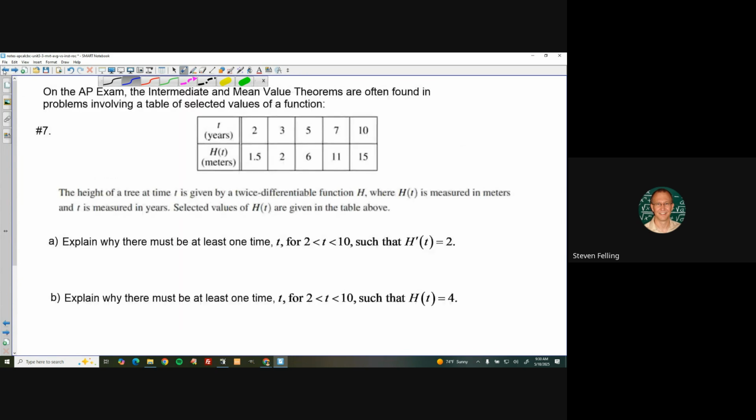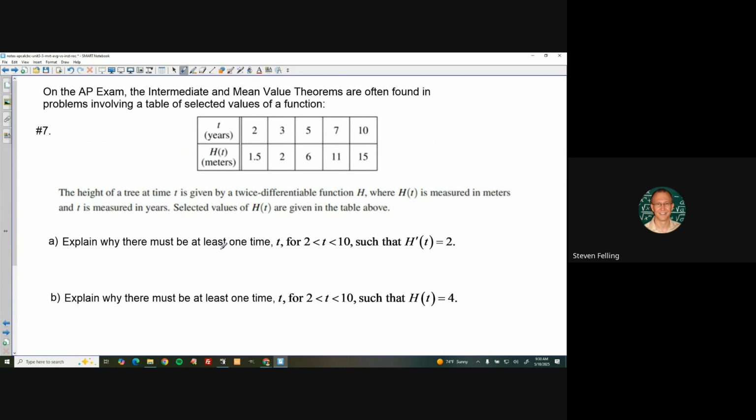Okay, one final problem. This is also an AP style question. The height of a tree at time t, where t is given in years, is given by a twice differentiable function h, which just means that the function exists, its derivative exists, and its derivative of derivatives. So h, h prime, and h double prime all exist. You can find those derivatives. Where h of t is measured in meters and t is measured in years. Selected values are provided in the table.